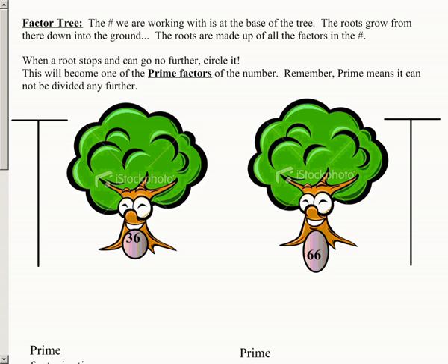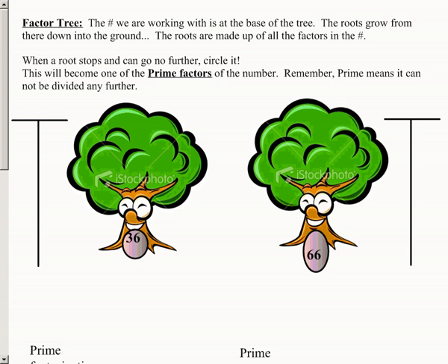The roots grow down into the ground from there. The roots are going to be made up of all the factors in the number. When a root stops and can go no further, you're going to circle it. That means that number is prime. So you might want to go back and refer to our list of prime numbers between 1 and 20.